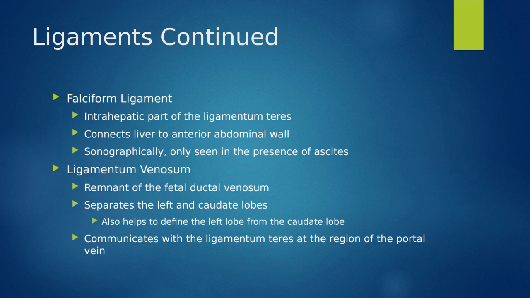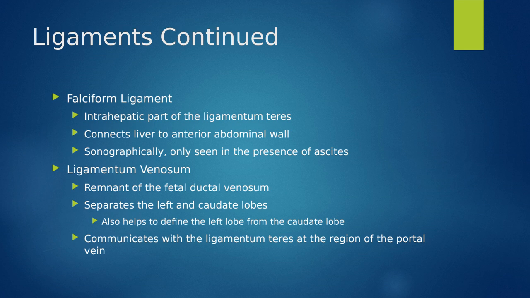Now, our ligamentum venosum, like we said, is very similar in sense to the ligamentum teres. It was a pathway that we used for fetal circulation that we no longer need as a born human being. It's going to separate the left lobe and the caudate lobe, and it's going to have a little bit of a communication with the ligamentum teres at that concave border of the liver. So where our portal veins kind of start, we're going to see a little bit of a communication between that ligamentum teres and the ligamentum venosum.